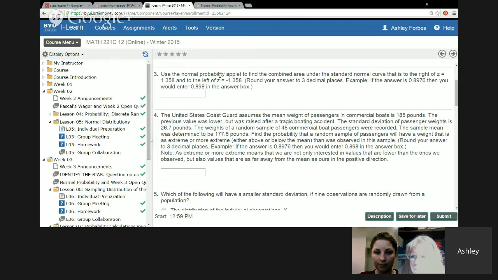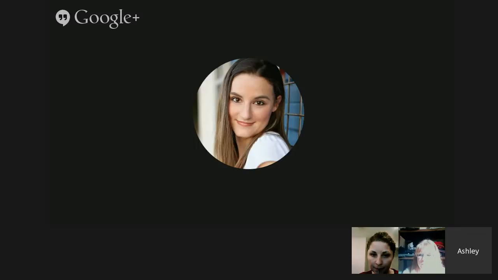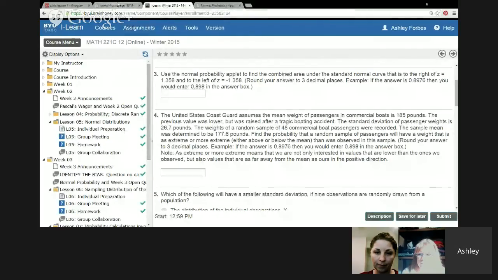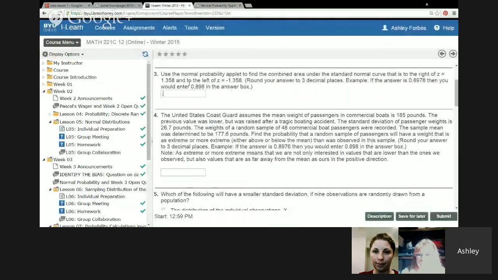Right, so we don't shade the middle, right? You're right. 0.175. 0.1745 is what I got. And then we round to 3 decimal places. So then it's 0.175. There you go. You were right. Very good.